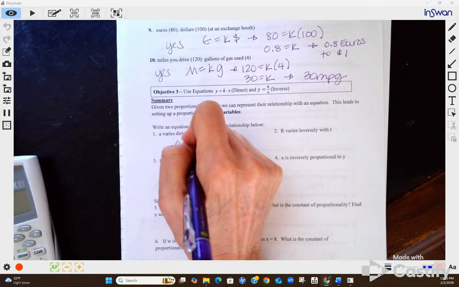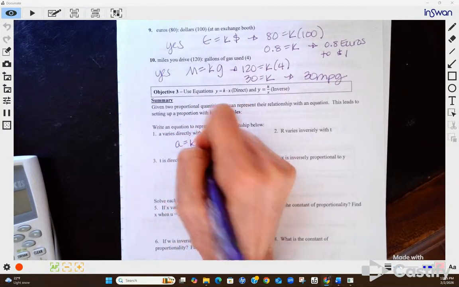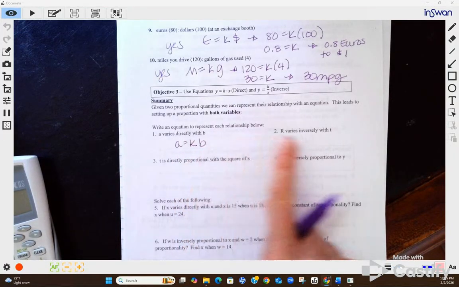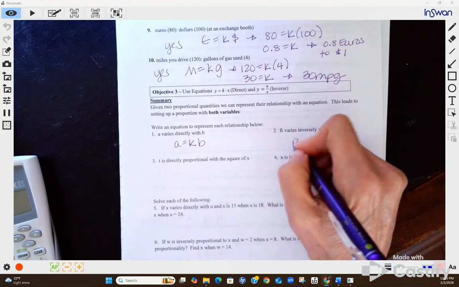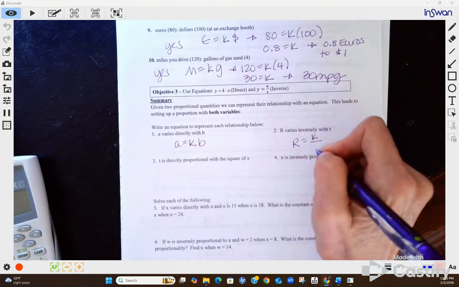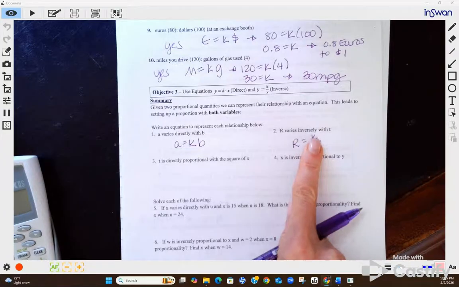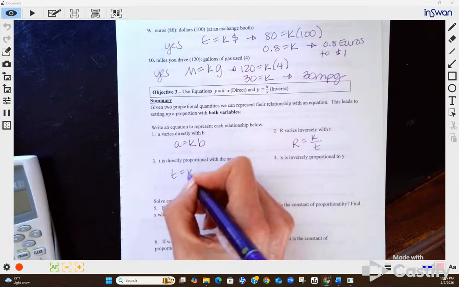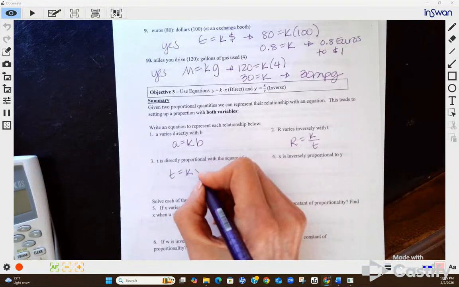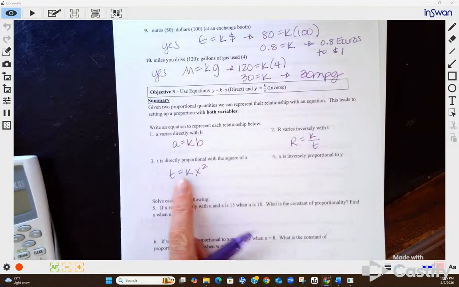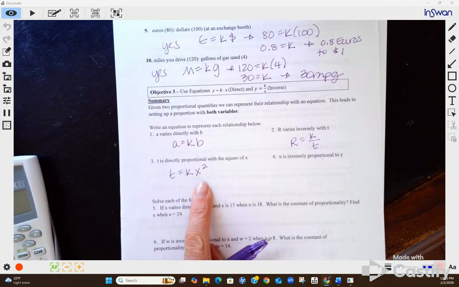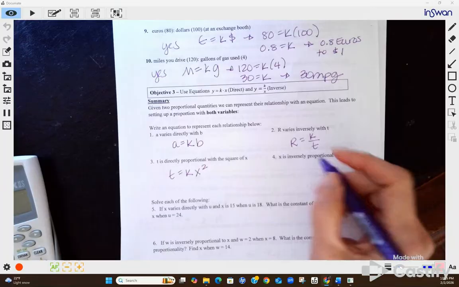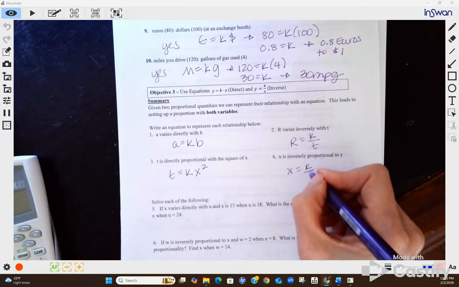So A varies directly as B. The first thing equals the constant of proportionality times the second thing. If it's inversely, the first thing equals K divided by the second thing. R varies inversely as T. Okay, T is directly proportional to the square of X. The first thing is equal to the constant of proportionality times the square of the second thing. Inversely proportional, X is inversely proportional to Y. X equals K divided by Y.